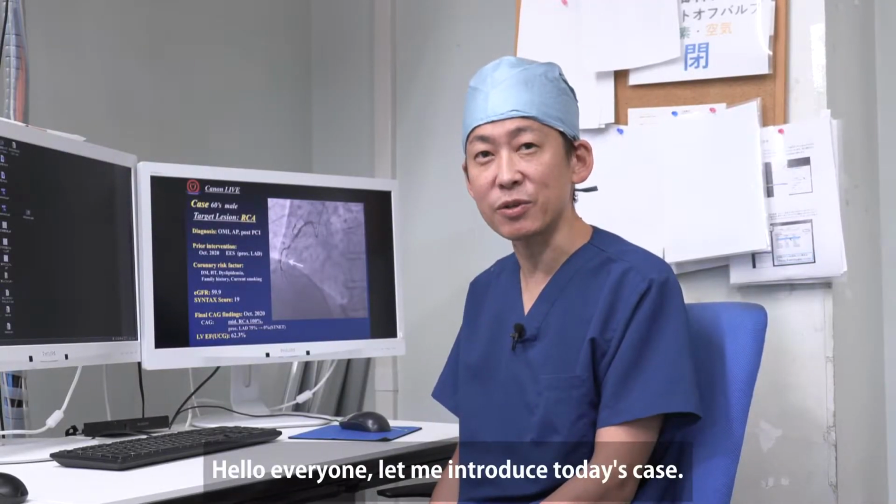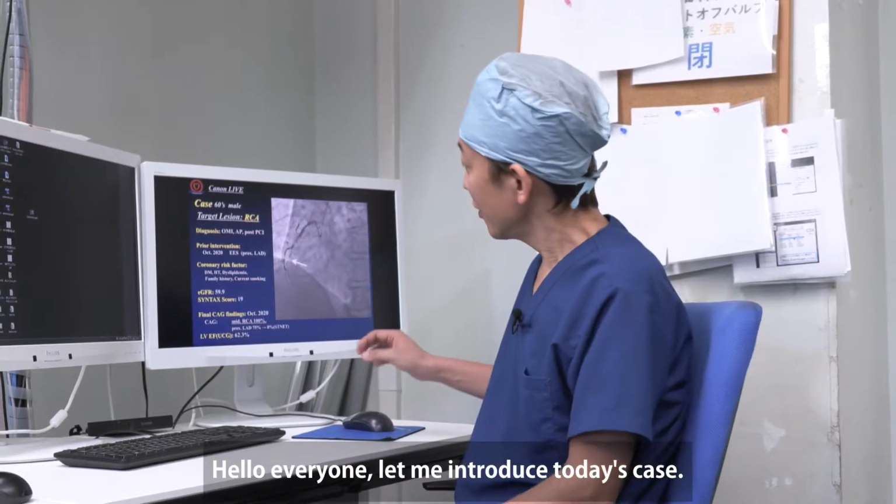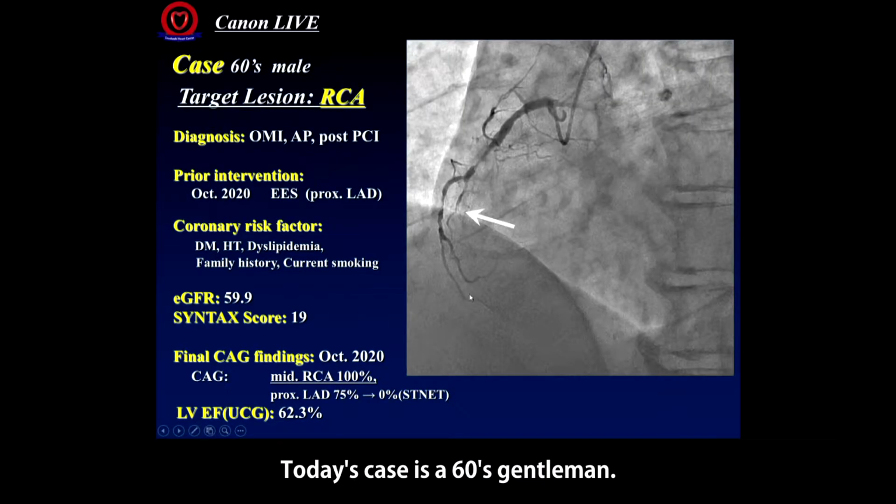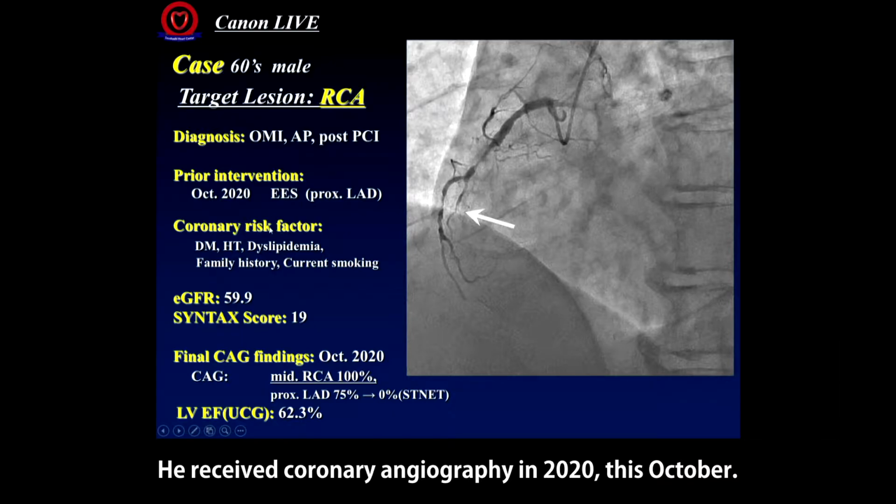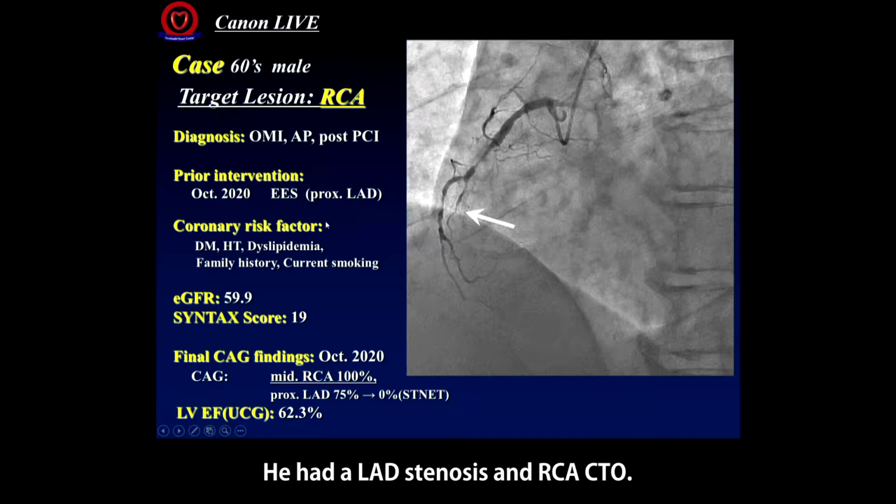Everyone, let me introduce today's case. Today's case is a 60-year-old gentleman. He has effort angina, and he received a coronary angiography this October. He had a LAD stenosis and RCA CTO.